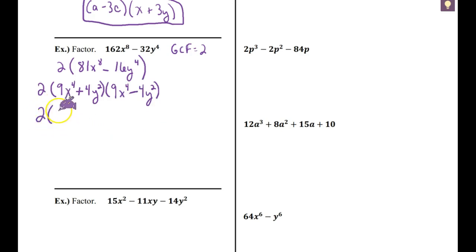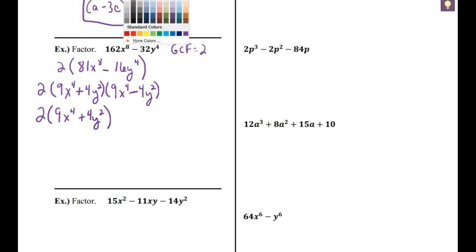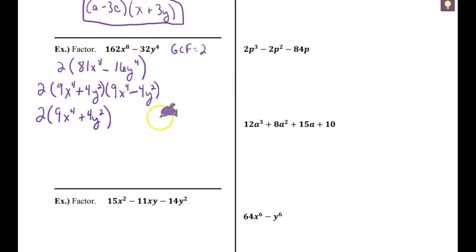So I leave the 2 alone. I leave the sum of squares alone. That is not factorable. But this piece is now. Let me go ahead and get a different color here. So this piece here is factorable. It is a difference of squares again.